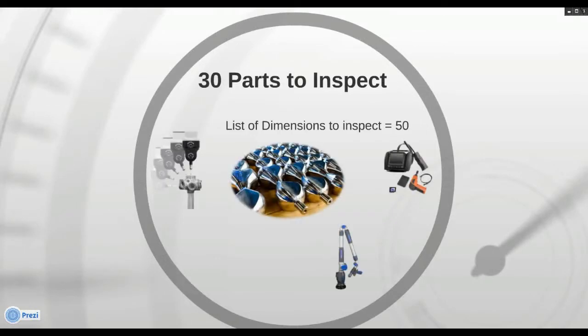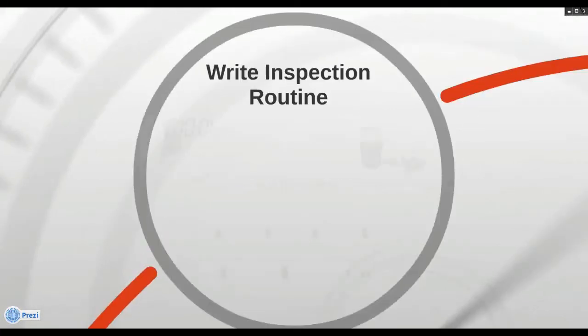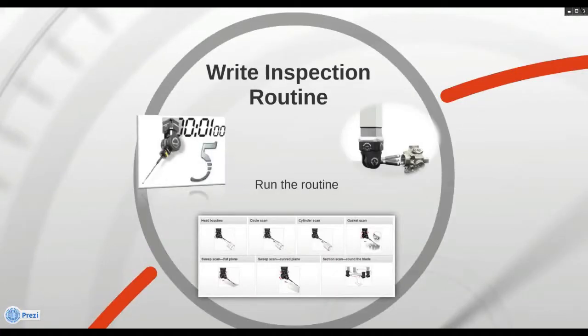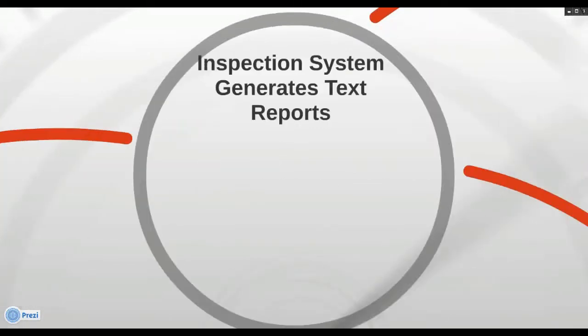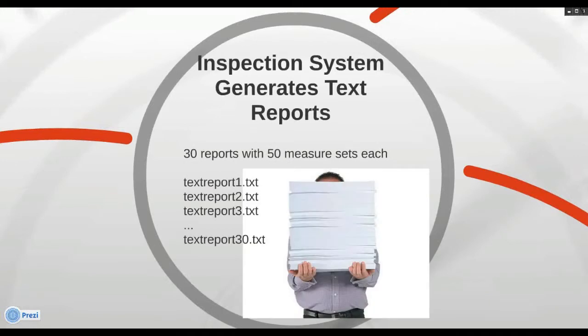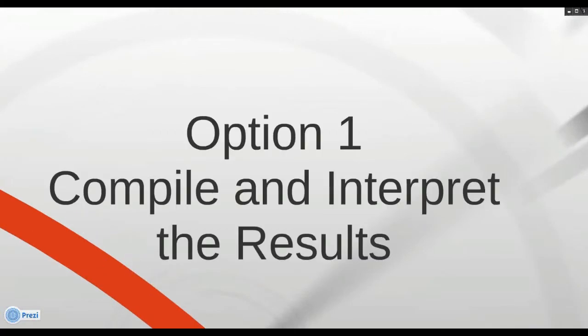I'm given 50 dimensions to inspect on each part, and I've got a number of different inspection devices. So I have to create my inspection routine and then run it for each part. This, of course, produces a series of text files and text reports. So I'm given 30 reports, one for each part, text report 1 through 30, with 50 measure sets each. Naturally, this is going to be almost 120 pages of reports that I have.